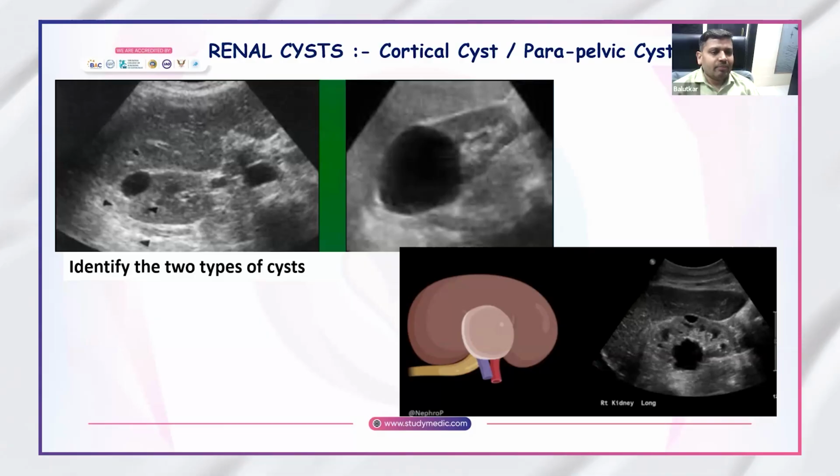As we can see, a well-defined thin-walled anechoic structure with echogenic thin walls, no solid component, no internal septae, no calcification. So this is a simple renal cortical cyst. They can be somewhat complicated. At times there can be septation, there can be wall calcifications.